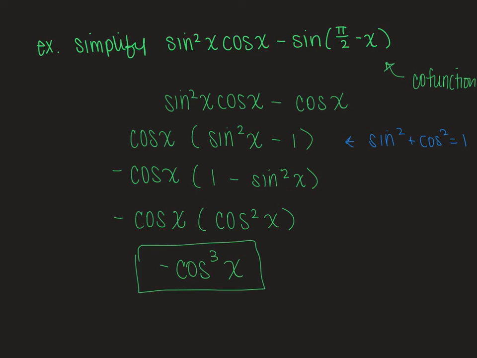Okay, here's another problem that's similar again, and you can also see more of this in the latest video before this one. So we have our sine squared cosine, and then minus sine of pi over 2 minus x. So you can use the cofunction identity. This is already set up where it's pi over 2 minus your variable. So the cofunction of this would be cosine.